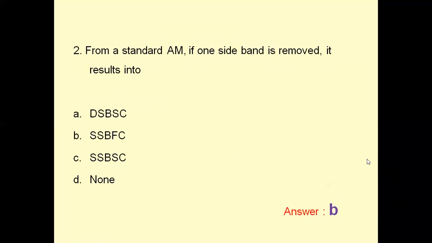The second question is, from a standard AM, if one sideband is removed, it results in single sideband full carrier. We are removing only one sideband. The carrier is present, and the other sideband is present. So we call it SSB full carrier. From AM, if we remove the carrier and one sideband, we call it SSB suppressed carrier, or simply SSB modulation. If only one sideband is removed, we call it SSB with full carrier. That is the right answer.